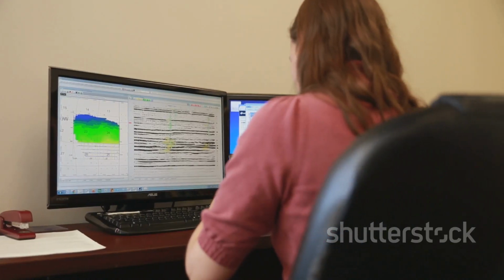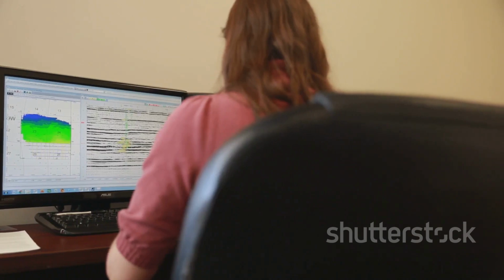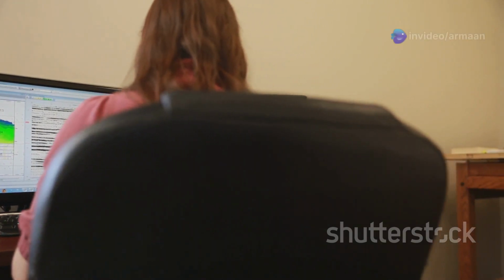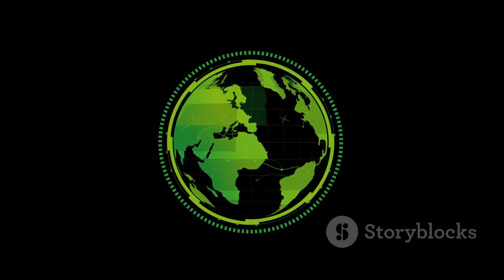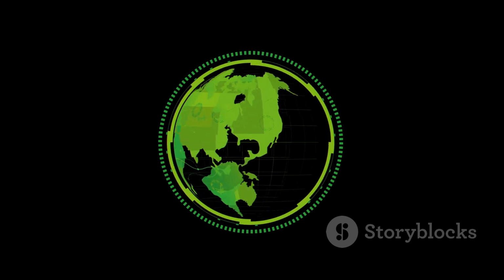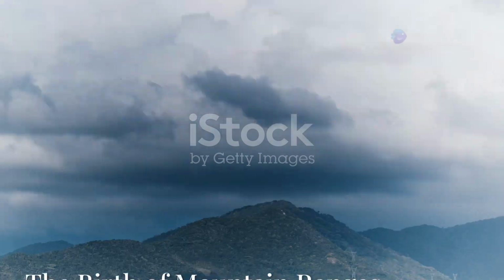These predictions are based on our understanding of plate tectonics and the current movements of the Earth's continents. While it's impossible to predict the future with absolute certainty, the cyclical nature of supercontinent formation suggests that the Earth's landmasses will once again coalesce in the distant future.